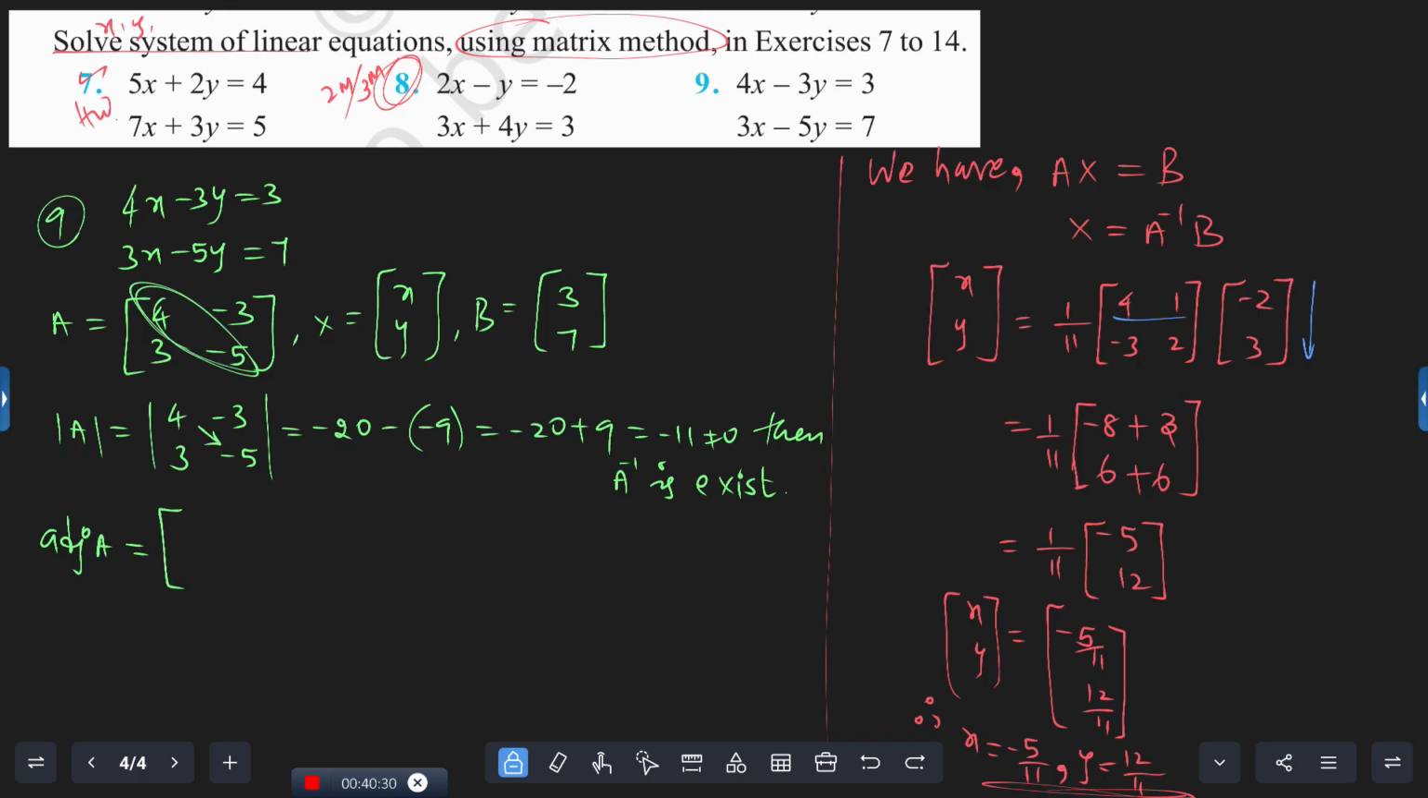Adjoint of A, do you remember? We have to interchange the diagonal elements. Then minus 5 will come here, 4 will come here. Next, we have to change the sign of the non-diagonal elements. Then minus 3 becomes plus 3 and plus 3 becomes minus 3. Adjoint of A we got it. Then what is the formula? A inverse equals 1 by determinant of A into adjoint A, that is 1 divided by minus 11 into minus 5, minus 3, 3, 4. Let this be as it is. A inverse we have. Now we have to multiply.